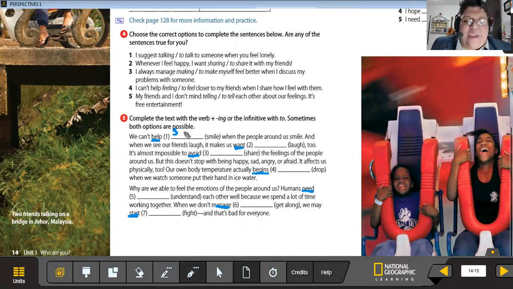But we can't help smiling. And you correct yourself. And then once you correct yourself, read it a couple of times so your ear can get used to it. All right? We can't help smiling when the people around us smile. We can't help smiling when the people around us smile. I recommend even trying to change the tone. Yeah, we can't help smiling. See? Even change the subject, but practice it. Make sure it's in your brain. So every time you do it like that.